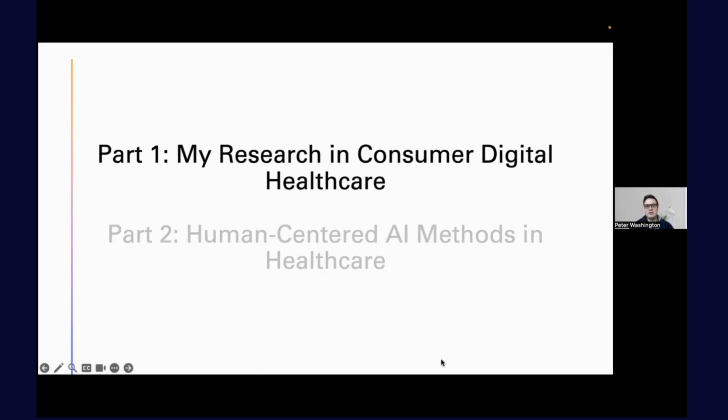And then in part two, I'll zoom out and be a little bit more broad and talk about some relevant human-centered AI methods that are very useful for healthcare. So I'll teach you a little bit about some of the state-of-the-art AI methods for privacy, as well as some state-of-the-art methods for fairness and bias mitigation, as well as some state-of-the-art methods for explainability.